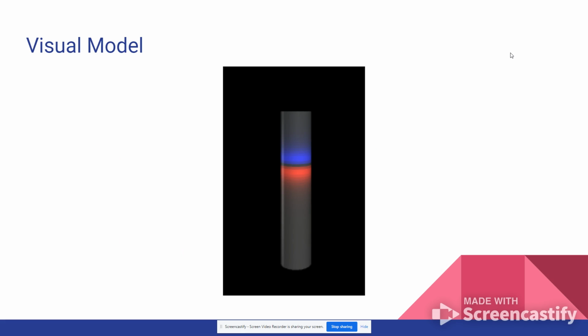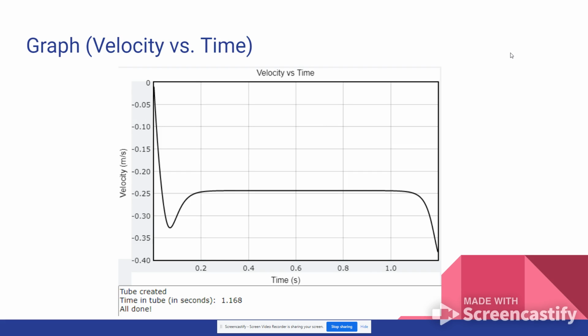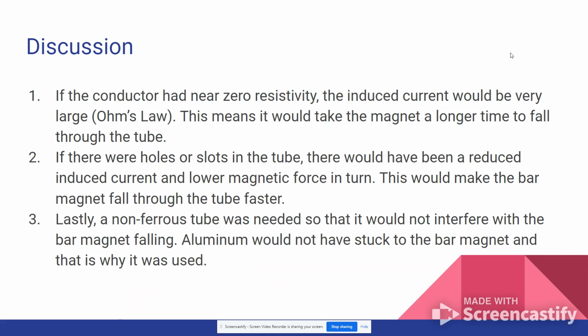So this is the visual model. It can be seen as the bar magnet was falling through the tube. The blue represents the opposing magnetic force, and the red is the falling magnet, the gravitational force. This magnetic force arises from the induced current of the moving magnet through the tube. So the graph states that the velocity increases up to a certain point, but the opposing magnetic force slows it down and keeps it constant until the tube is no longer there and the bar magnet accelerates once again. It states that the time in the tube would take about 1.168 seconds.